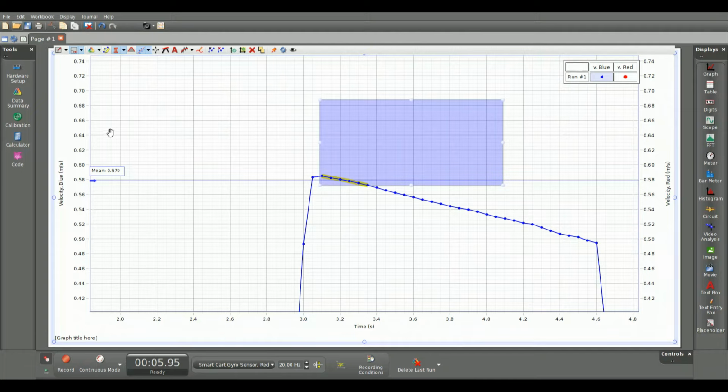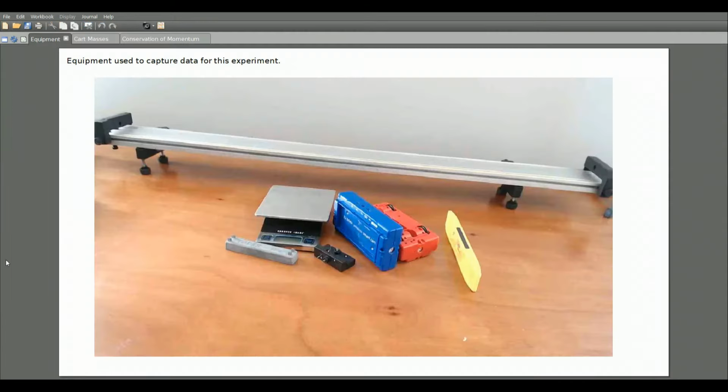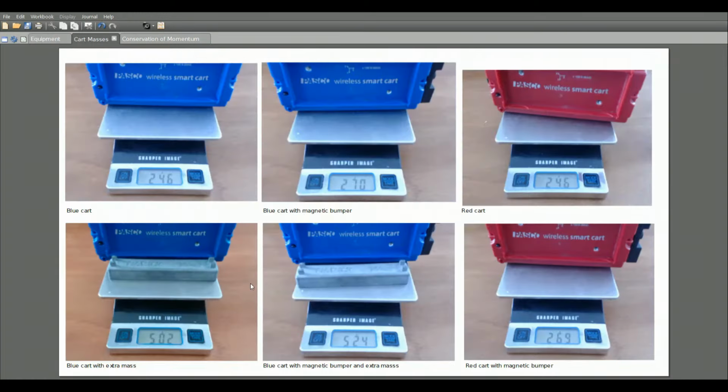I'm going to show you the Capstone file that you'll be downloading next. I'll be right back. And here we are. This is the Capstone file that you'll be downloading from Blackboard to go with this lab. This is an image of the equipment used. The track, I used a scale, which you'll see in a second how I got those measurements. This is the extra mass that is used for the trials in each case, the carts, etc. On the second page, you'll get the masses.